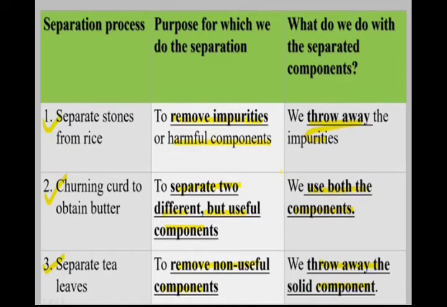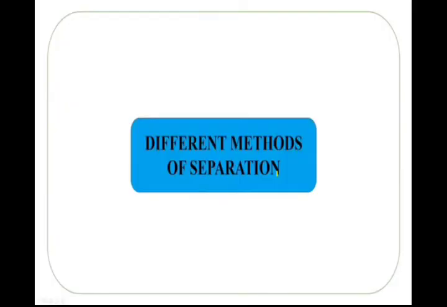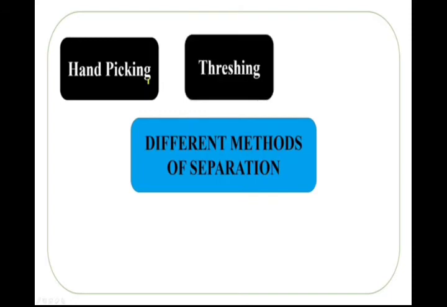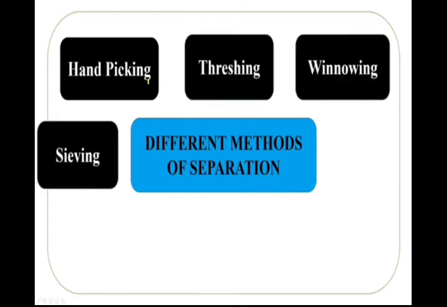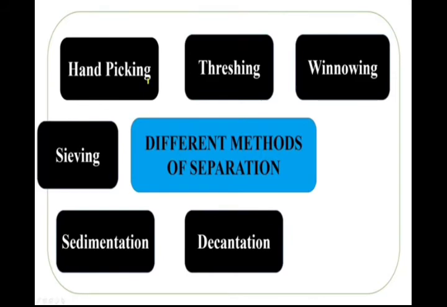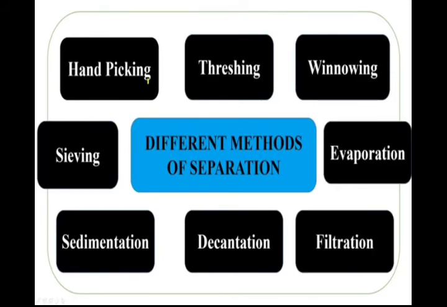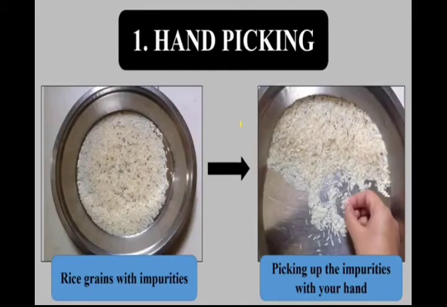Okay, why do we learn this? We are going to learn different methods of separation. Okay, do you know what the different methods of separation are? Yes, in the introductory session I have told you. You can see the different methods of separation: hand picking, threshing, winnowing, sieving, sedimentation, decantation, filtration, and evaporation. You have to learn different separation methods by using different examples and based on size, etc.